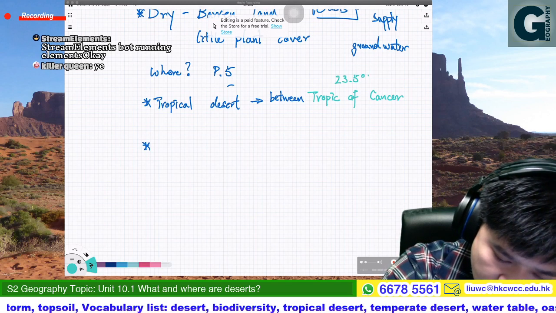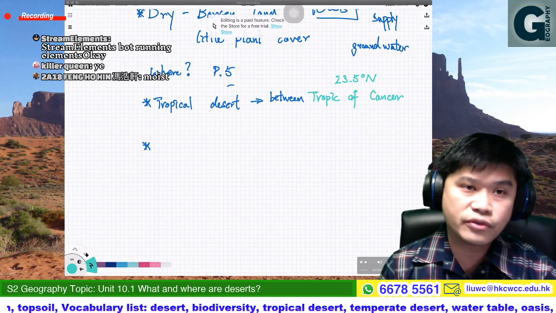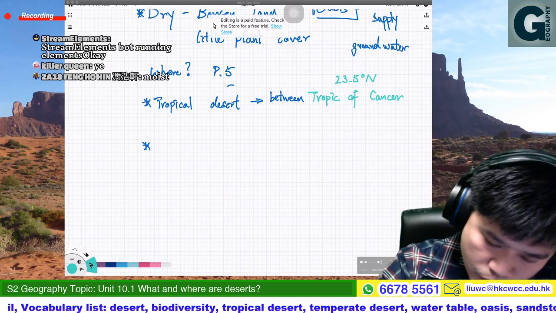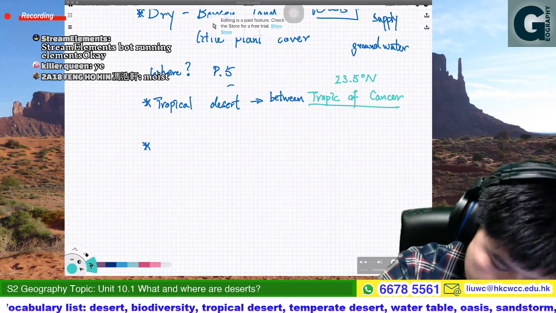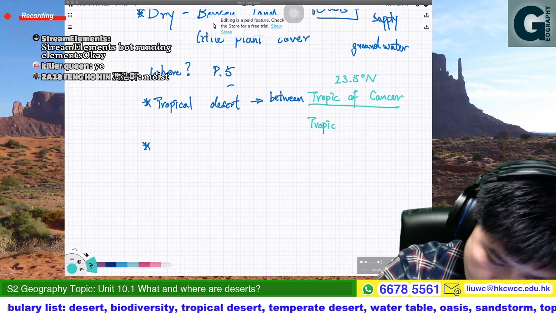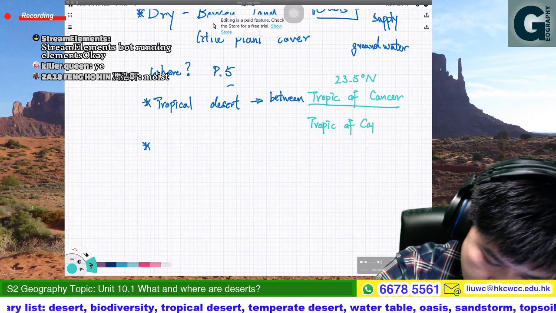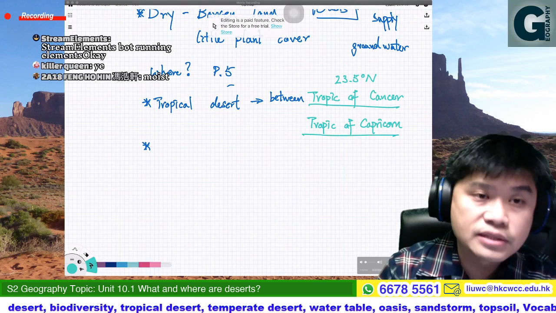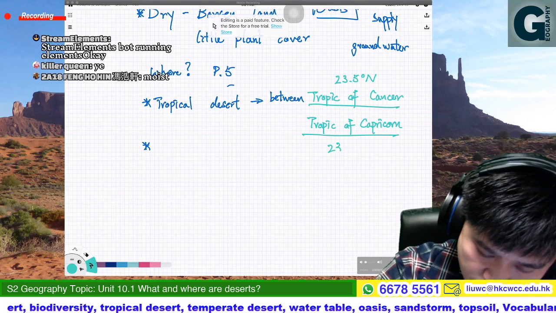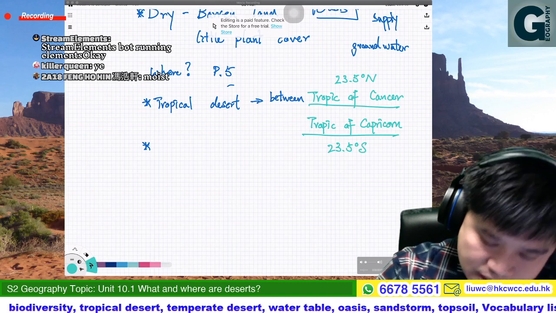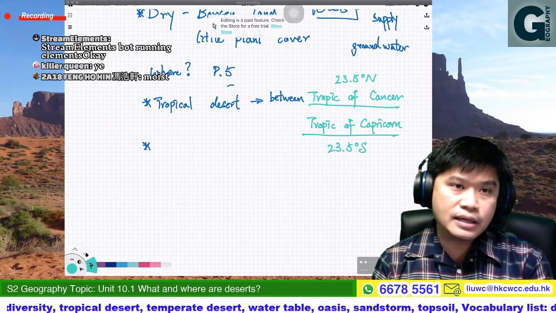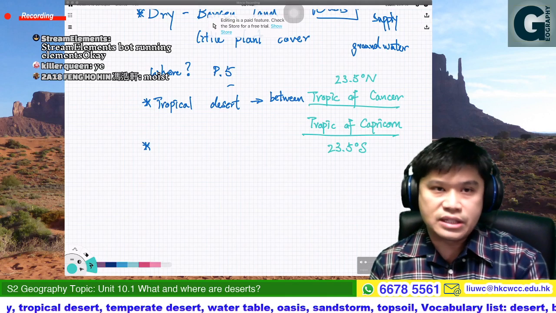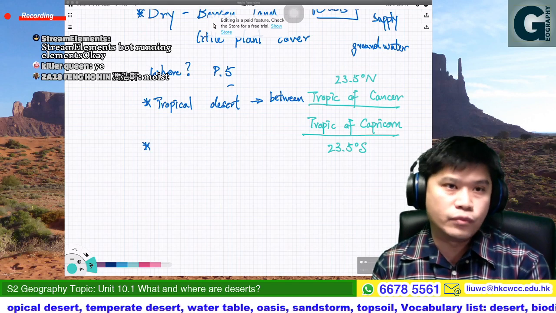The latitude of the Tropic of Cancer is 23.5 degrees north. And then between the Tropic of Cancer and also the Tropic of Capricorn. The latitude of the Tropic of Capricorn is 23.5 degrees south. In Chinese, Tropic of Cancer is 北迴歸線, and Tropic of Capricorn is 南迴歸線.